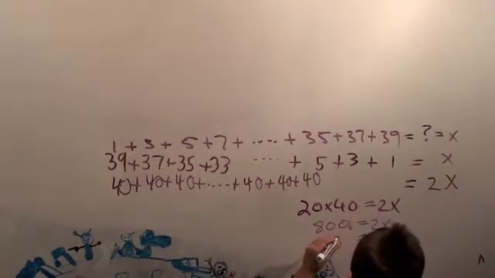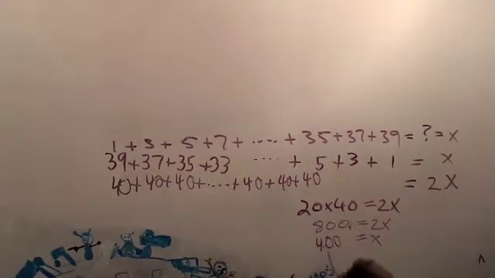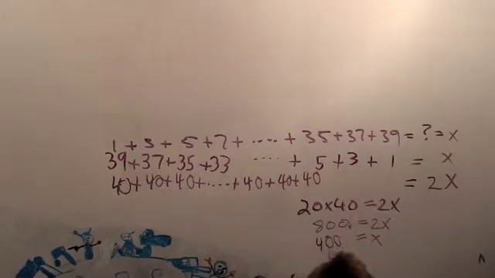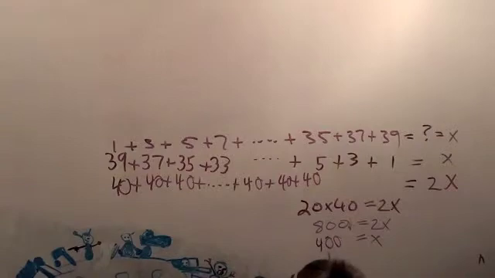400. X. How about that? And x was the sum of the first 20 odd numbers. Awesome. So that's interesting. While we have an extra second, let me show you something that's kind of neat.